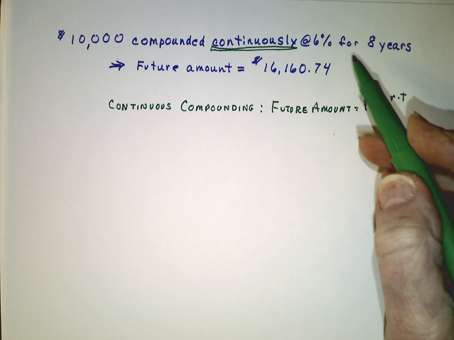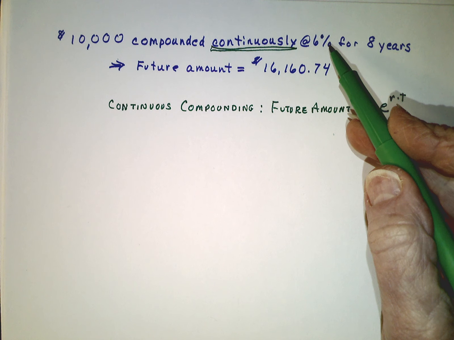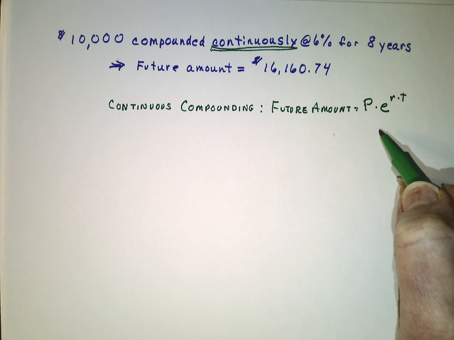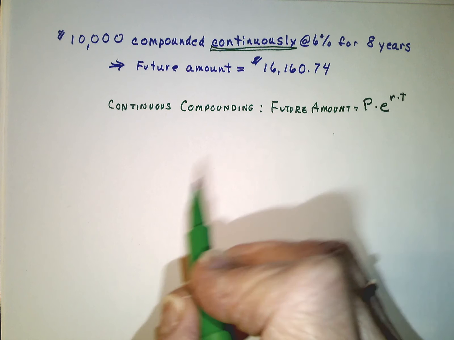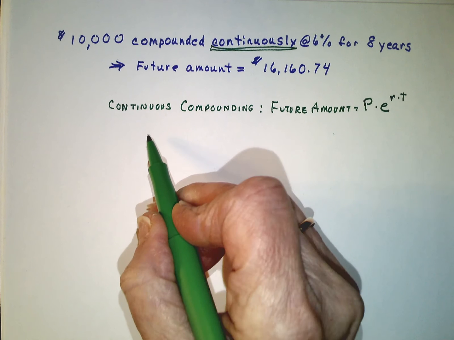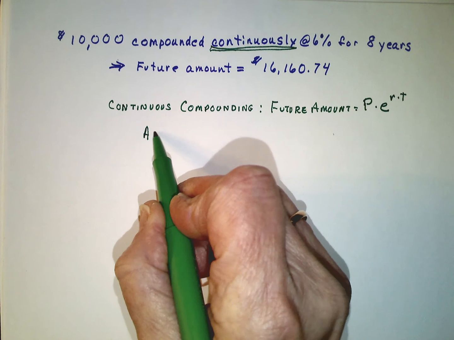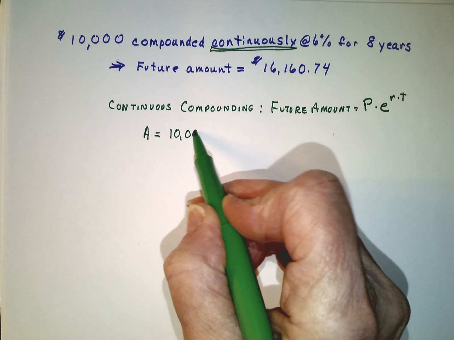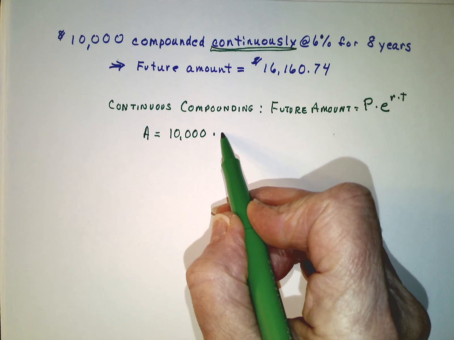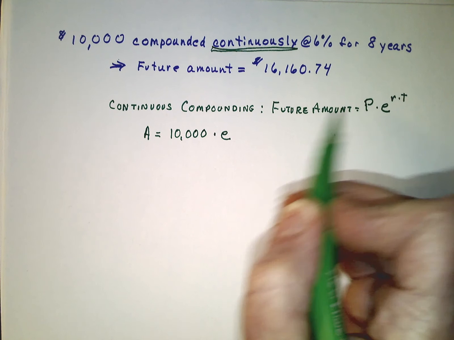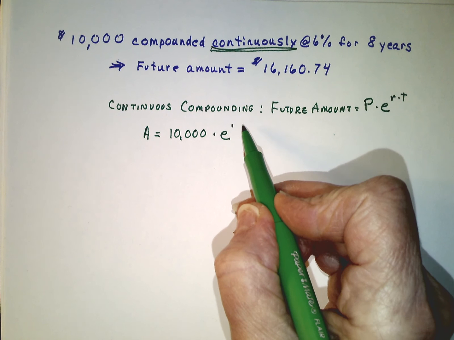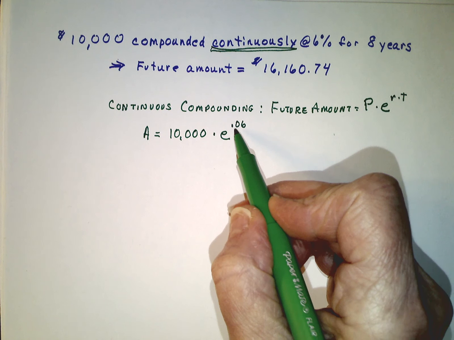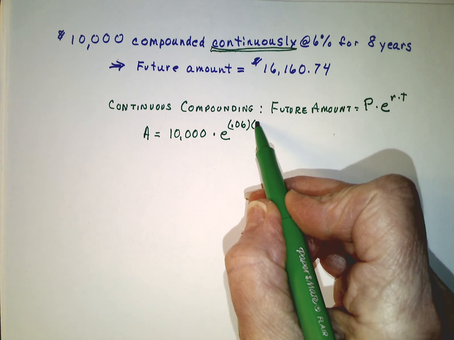On this problem, the rate is 6% per year for a period of 8 years. So we can just use those numbers without making any changes. So our future amount is going to be the principal, the $10,000 that's invested, times the natural growth factor raised to the 0.06, just have to write that as a decimal, times 8 years.